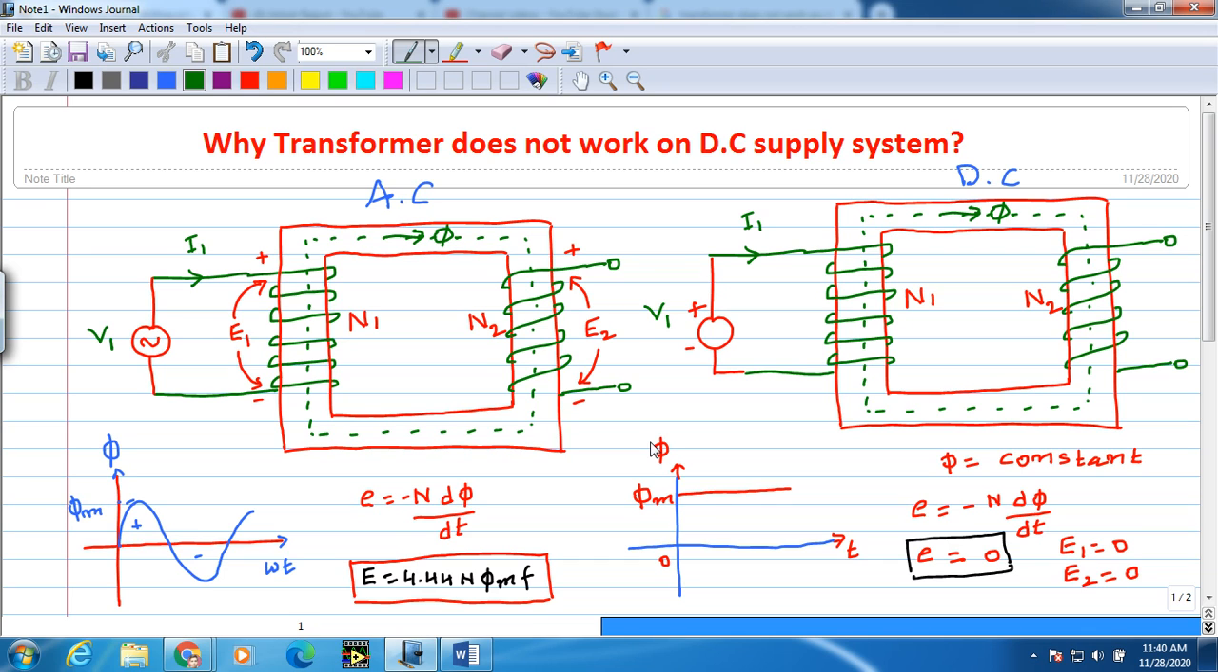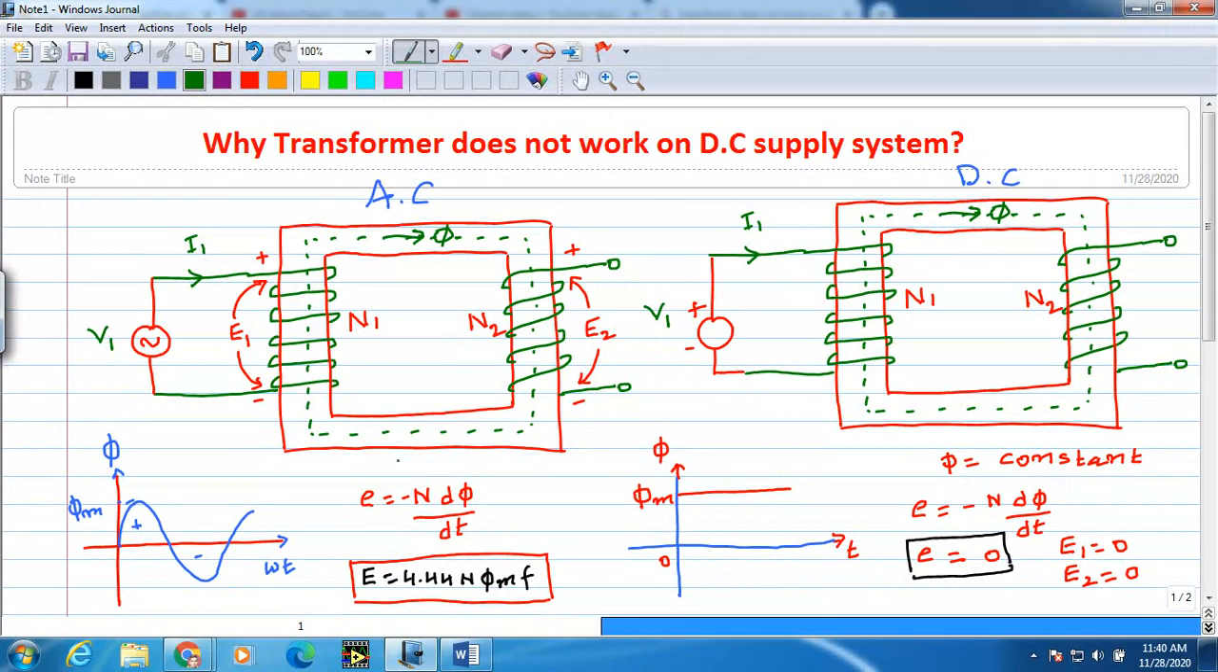Today we are discussing the transformer. The question says: why does the transformer not work on a DC supply system? This is a very important question which is frequently asked in examinations as well as in competitive examinations also.